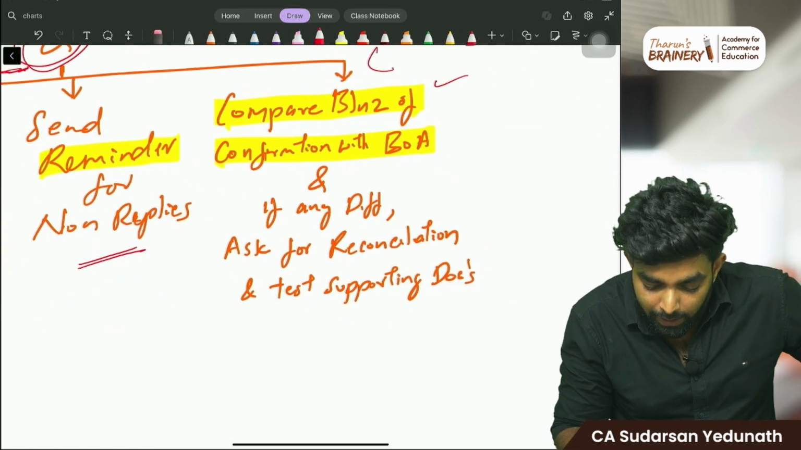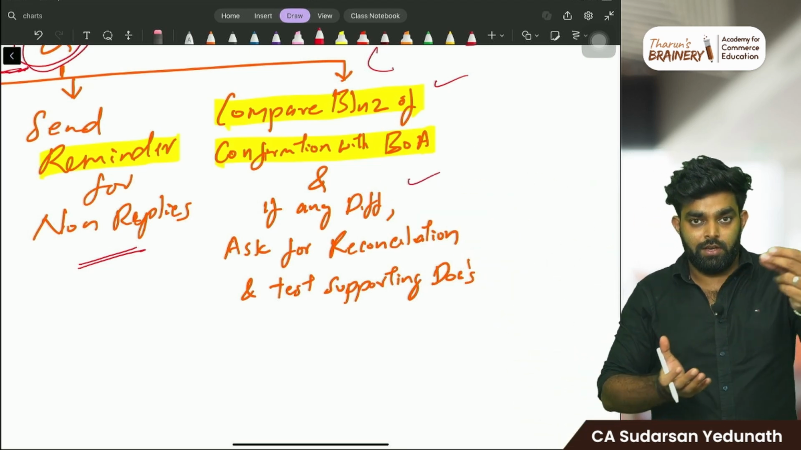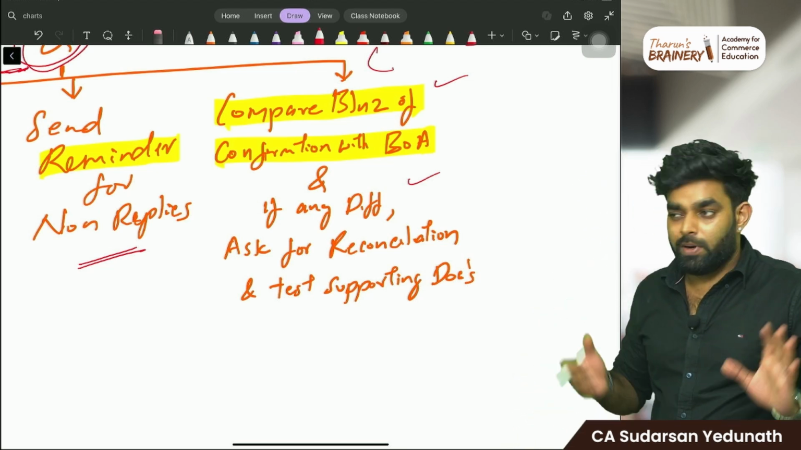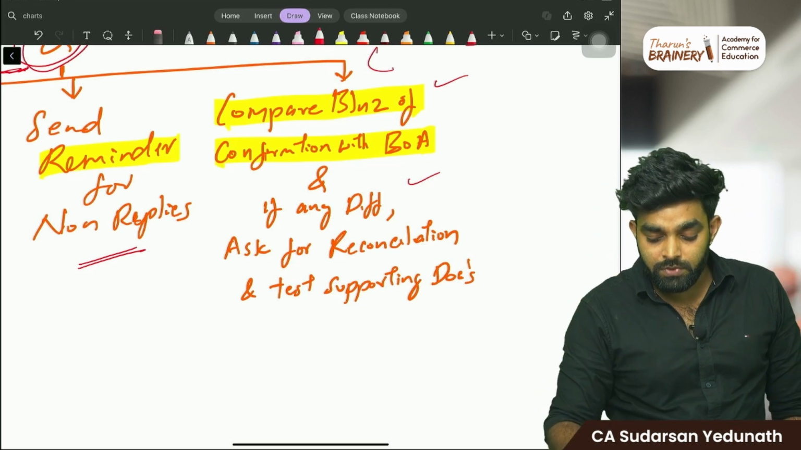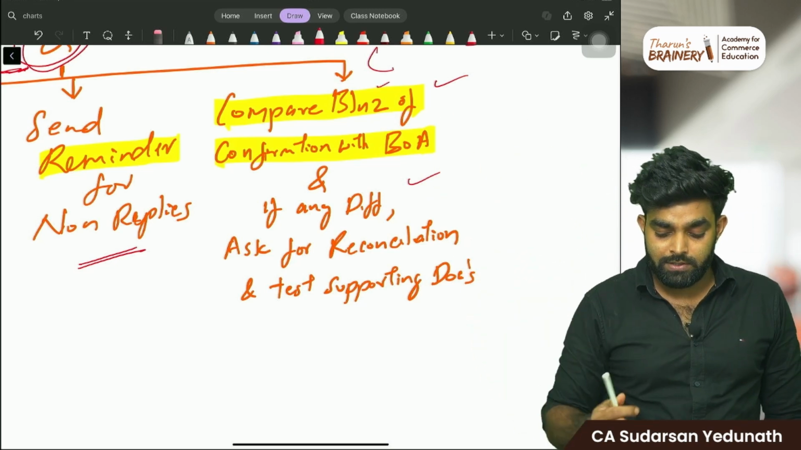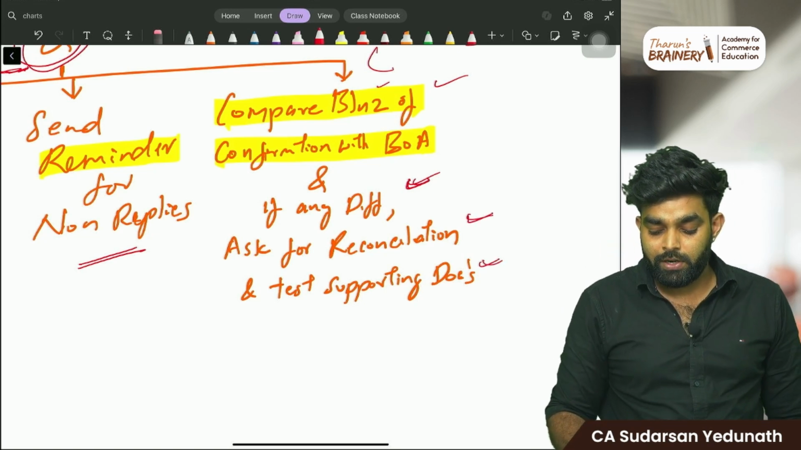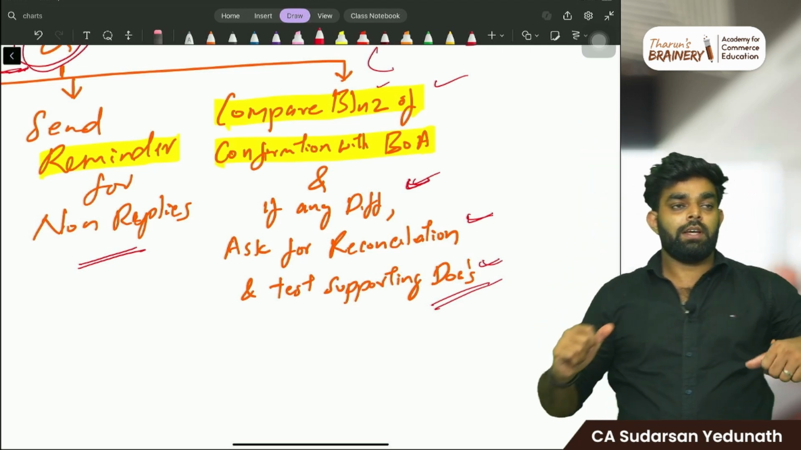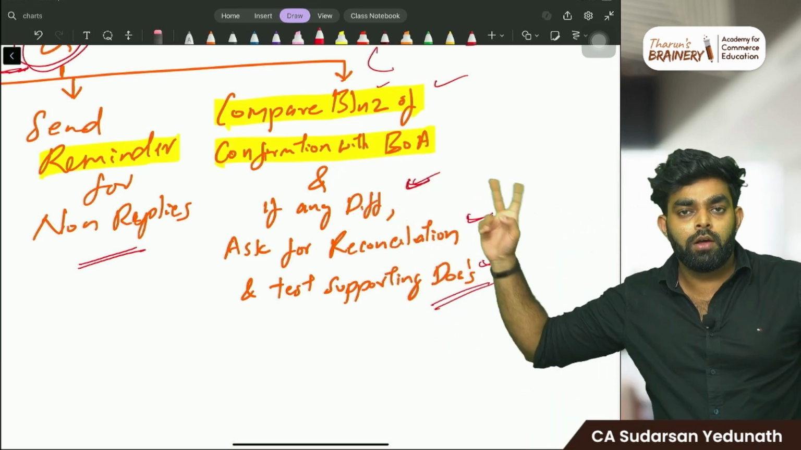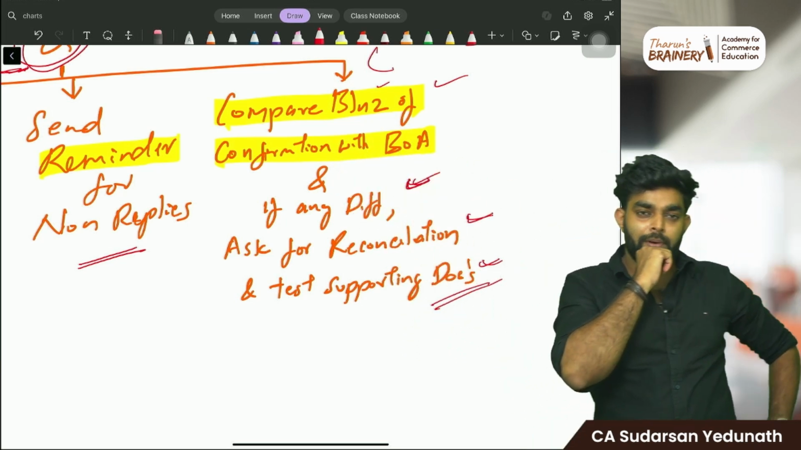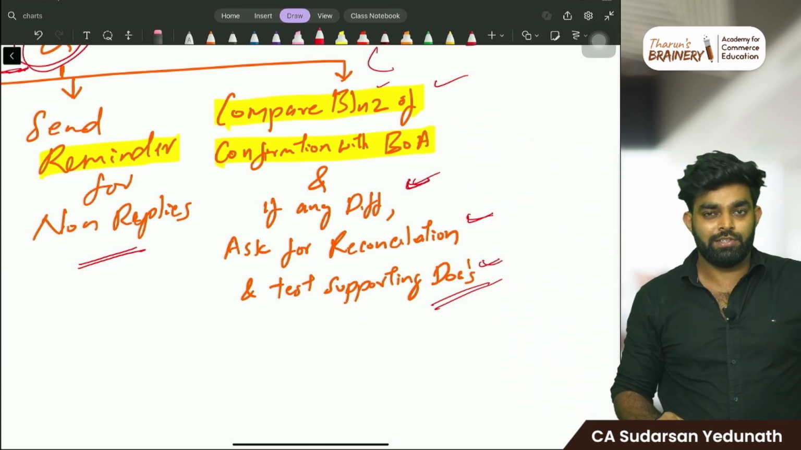So here, compare the balance of the confirmation with the books of accounts. You sent the confirmation, the bank gave the confirmation. The amount is 12 crore. In the books, in the financial statement, it is 10 crore. But the bank told it is 12 crore. So compare the balance of that confirmation with the books of accounts, and if there is any difference, yes, there is a 2 crore difference. Ask for reconciliation and test supporting documents. Ask the company: you told only 10 crore is there as per the balance sheet, but the bank told 12 crore is there. Give me a reconciliation. Why? What happened? What is the reason behind this? How did that 12 crore become 10 crore in your books? Give me a reconciliation. Done.